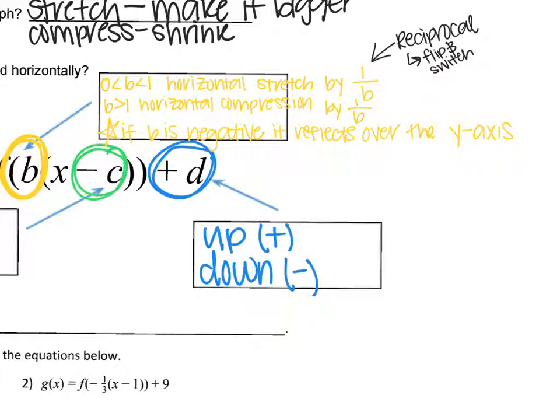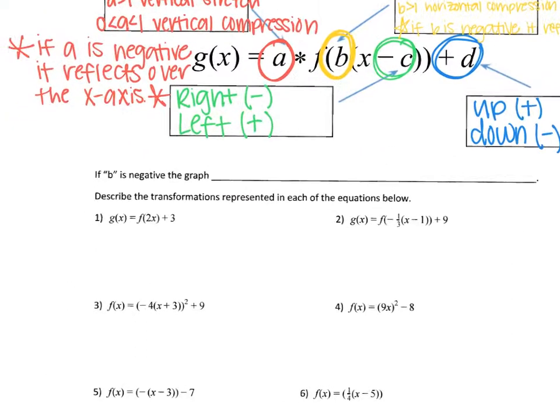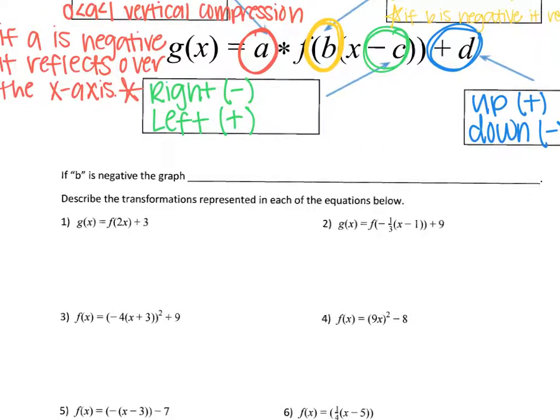So this one's probably the most tricky. Again, if B is a fraction or a decimal, it's going to be a horizontal stretch by the reciprocal of it. If B is greater than 1, it's going to be horizontal compression by the reciprocal of whatever B is. And if B is negative, it reflects over the y-axis. And again, I wrote it up there, but it also has a spot here. If B is negative, the graph reflects over the y-axis. And that's what we set up there.